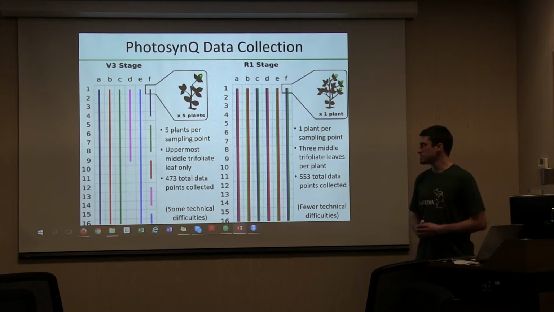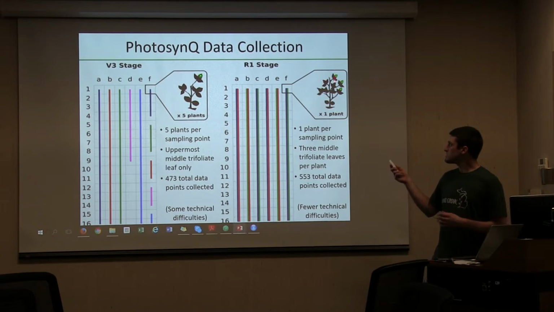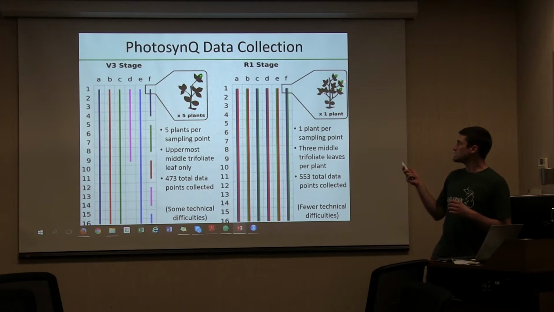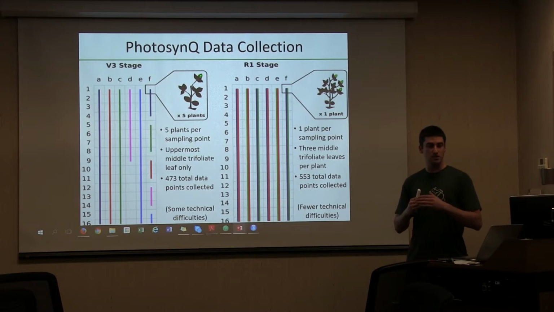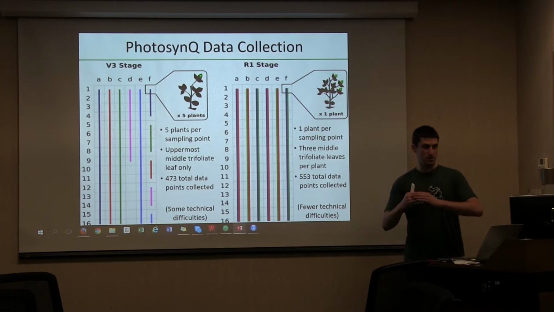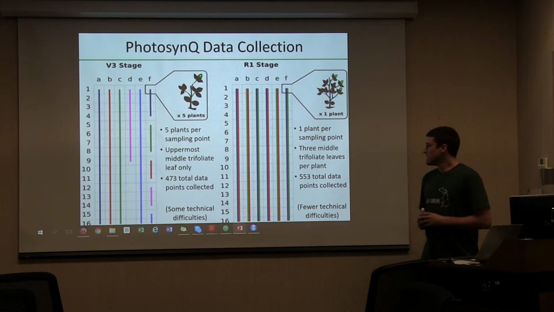They measured only the uppermost middle trifoliate to try and get some consistency. But then at R1, the plants are a little bit bigger, and they did sampling in the morning and in the afternoon. They measured 1 plant from each, but they measured 3 different middle trifoliates from the low, middle, and top of the canopy.